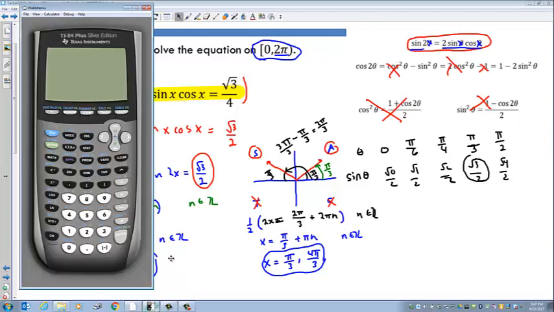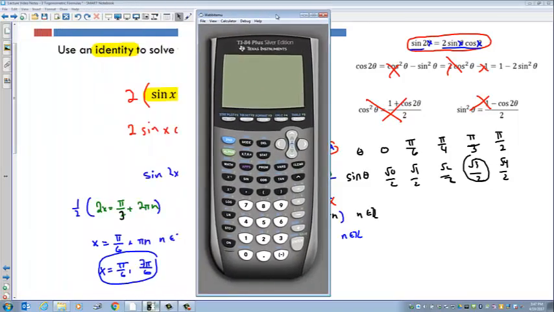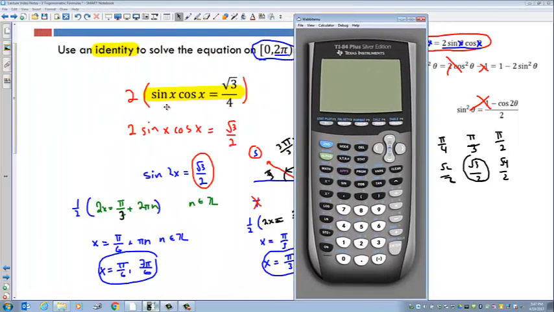Now, you can also check these answers pretty easily on your calculator by taking this original equation here and plugging in the answers you found. So let's just pick one just so you can see how you might check this. So you can take the sine, and let's do 7 pi over 6, in parentheses, and then cosine of 7 pi over 6.